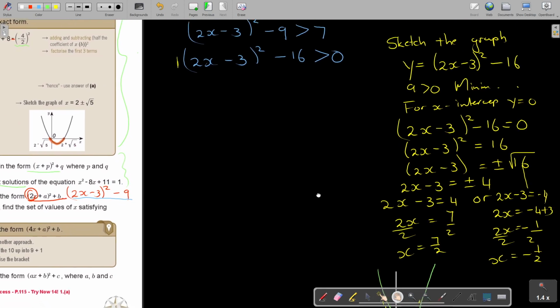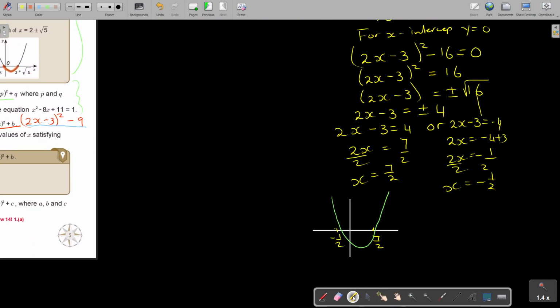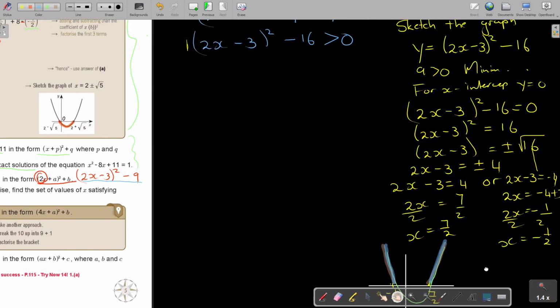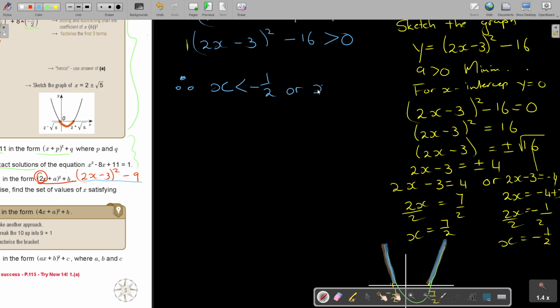Okay, so bigger. If it's bigger, and again I'm in the color that I cannot use, bigger. Okay, I'll use the blue at least. And now I can just go to my sketch and I can say, okay, therefore, x is smaller than a half, or x is bigger than 7 over 2.